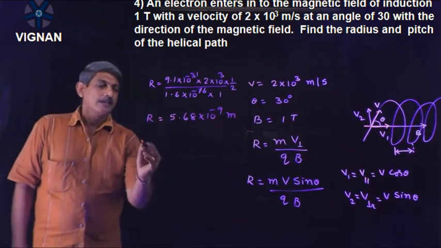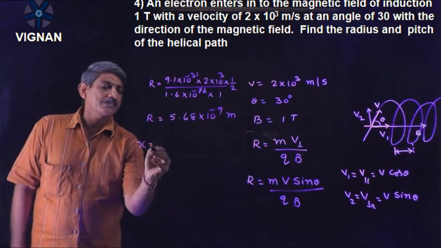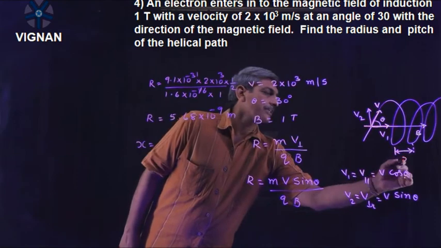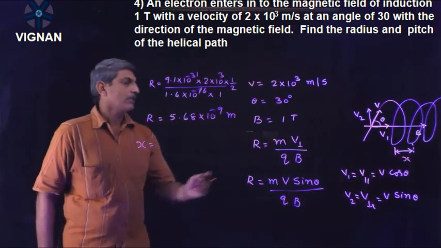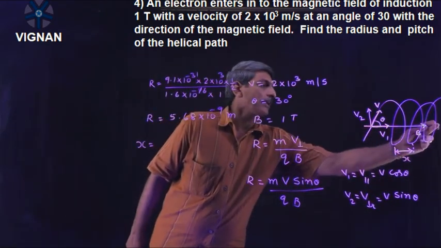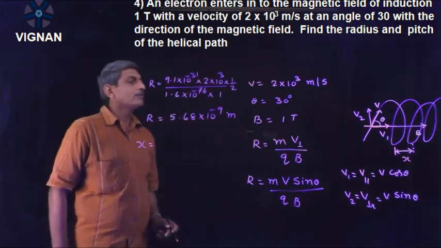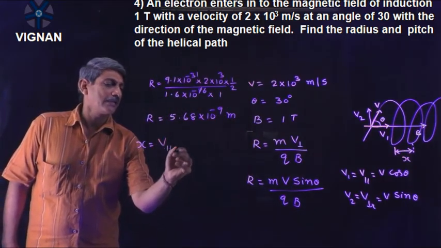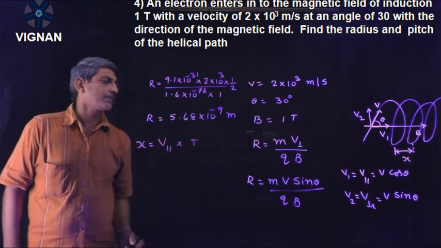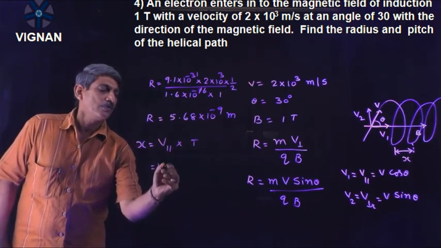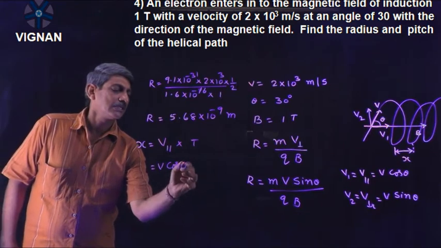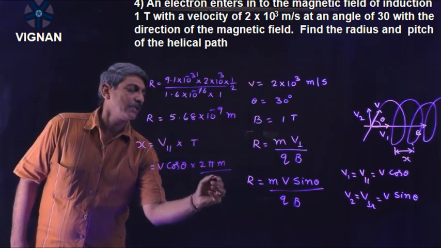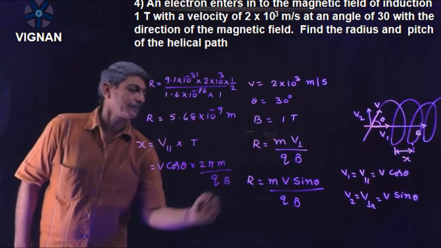Next, the pitch of the rotation is given by x is equal to distance advanced in the forward direction, that is equal to the velocity in the parallel direction to the magnetic field into the time period of the rotation, that is V parallel into the time period of the rotation, that is equal to V cos theta into 2 pi m divided by QB.